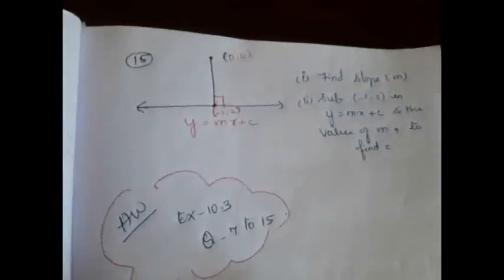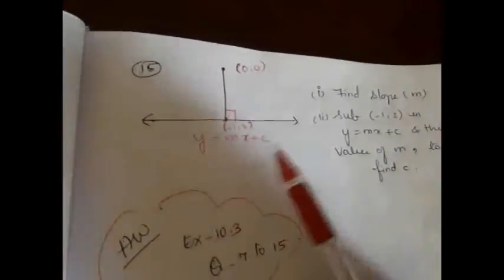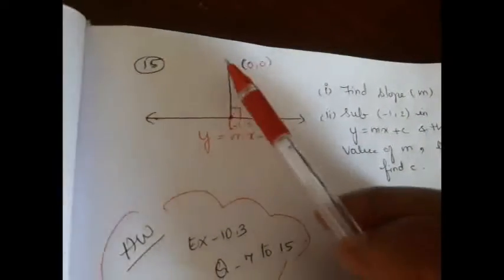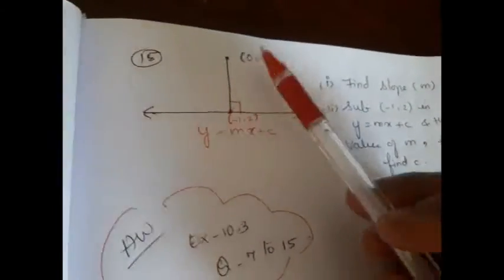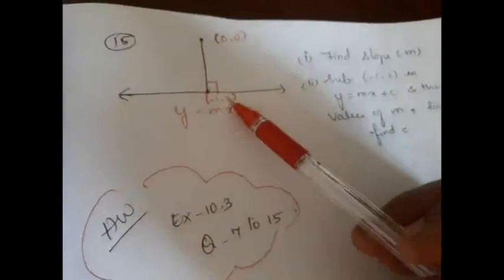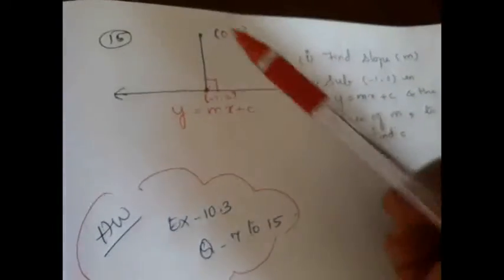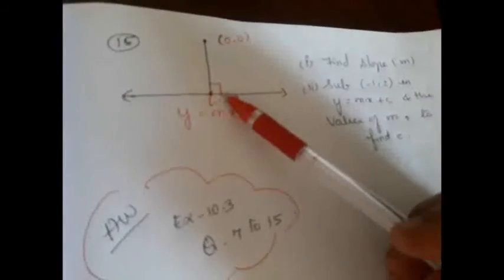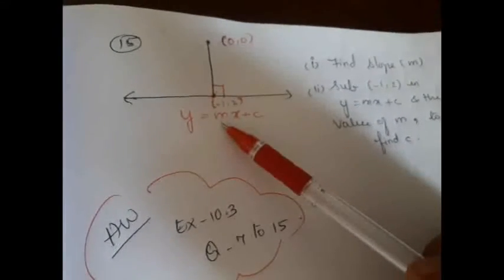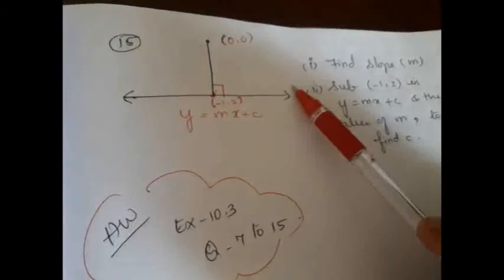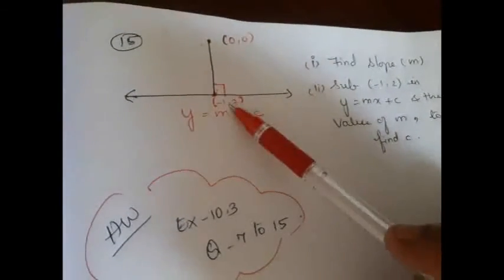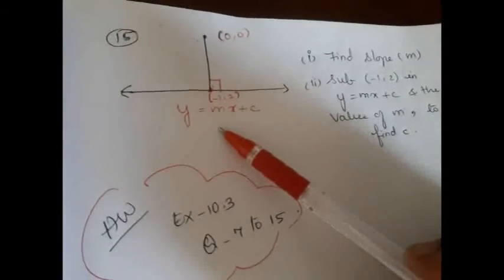And again it is given, it's a perpendicular. So what is the slope of this line? Since we know both the points, we can find the slope using y2 minus y1 divided by x2 minus x1. Then if we negative reciprocate it, that will give you the value of m. That is the slope of the perpendicular line.